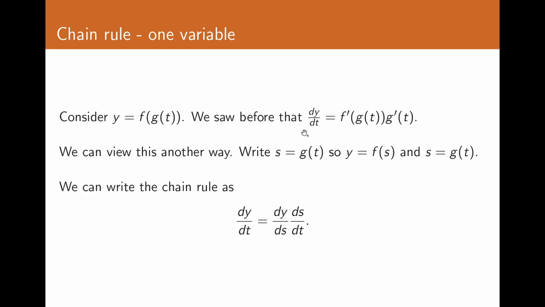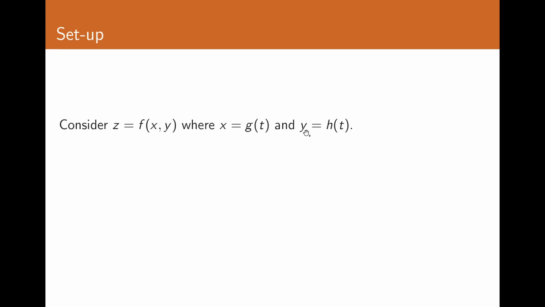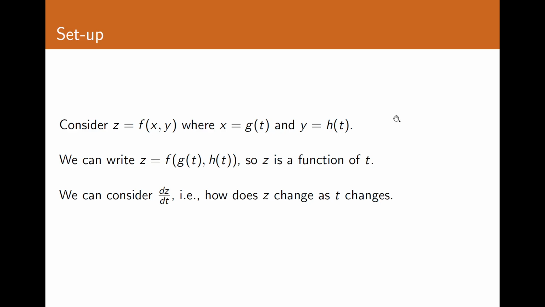So now let's consider the case where we have a function of two variables. Let z be f of x, y, and suppose x is a function of t and y is a function of t. So in this case, if we were to plug those in, we would have z equal to f of g of t and h of t. So this shows that z is a function of just t as well. So we can ask, how does z change as t changes? In that case, we'd be looking for dz/dt.